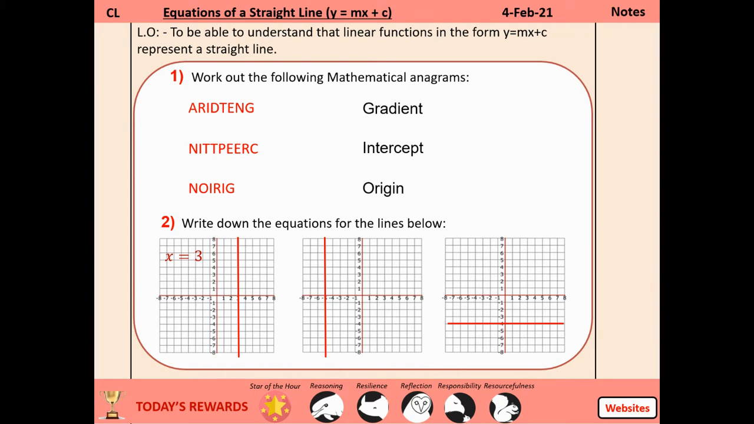What about this one here? This will be x is equal to minus 5, because if you pick any point on the line there, the x coordinate would be minus 5. And this one will have to be y is equal to minus 4, because again, if you pick any point on that line, the y coordinate this time would always be minus 4. A way to remember this is that all the vertical lines are x is equal to something, and all the horizontal lines are y is equal to something.